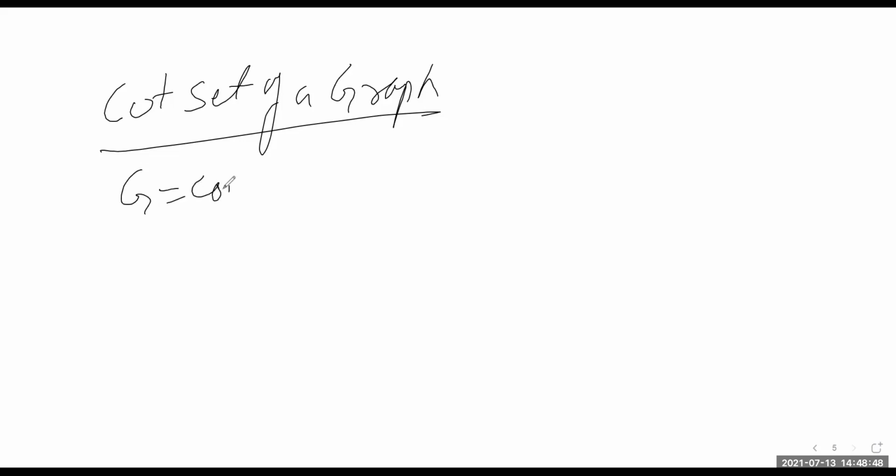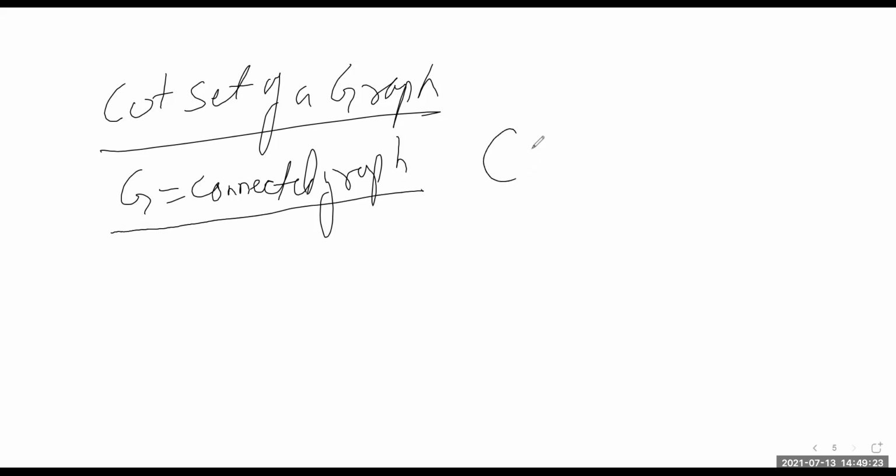Let G be a connected graph. Now it has a subset of E, which is called a cut set of a graph if deletion of the edges E dash from G makes G disconnected. Means if it is a connected graph, it is a function of some V and E.